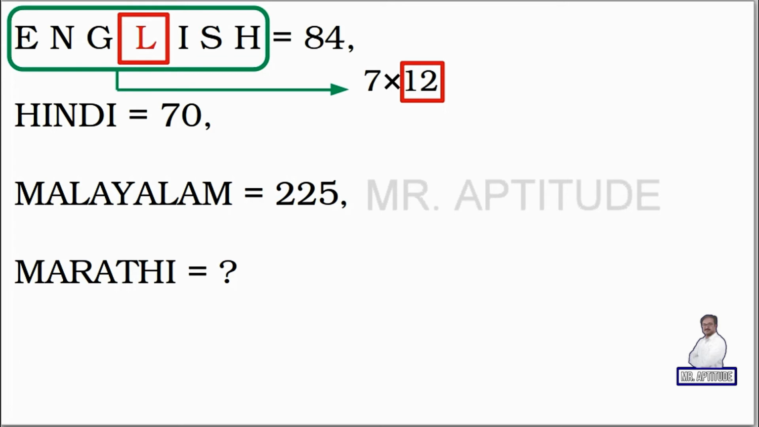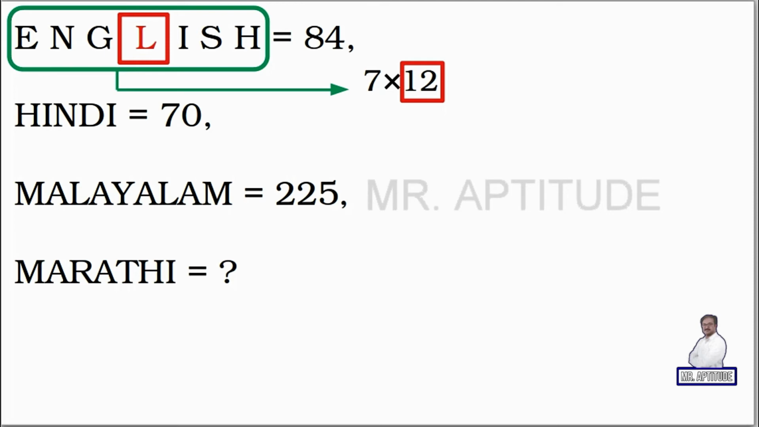Let us observe this carefully. In a word, if you are given an odd number of letters, you will observe a middle letter. If you look at the word English, as there are 7 letters, L is the middle letter of the word. So the middle letter's place value is 12. The number of letters present in the word English is 7. And you are given 84, which is nothing but 7 into 12.